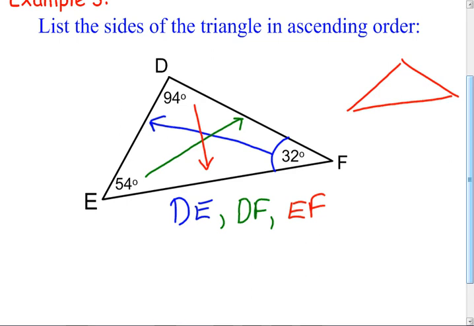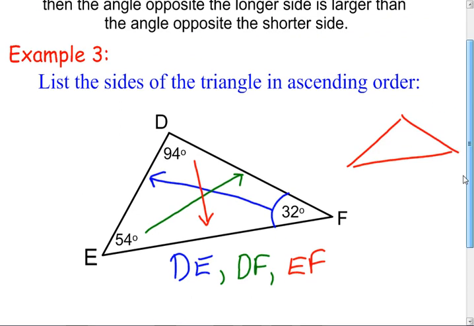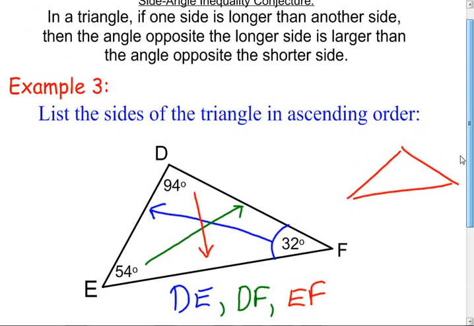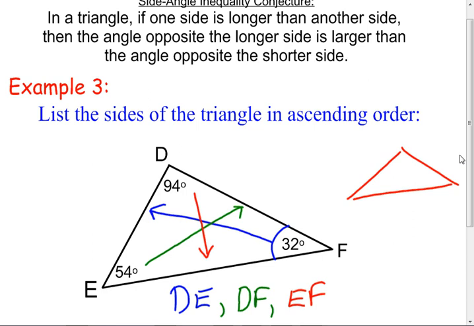What do you think is true if I reversed it? What if I knew something about the sides? Could I order the angles? You could. I could. Okay, ready? Here's the conjecture. The side opposite the larger angle is the largest side.